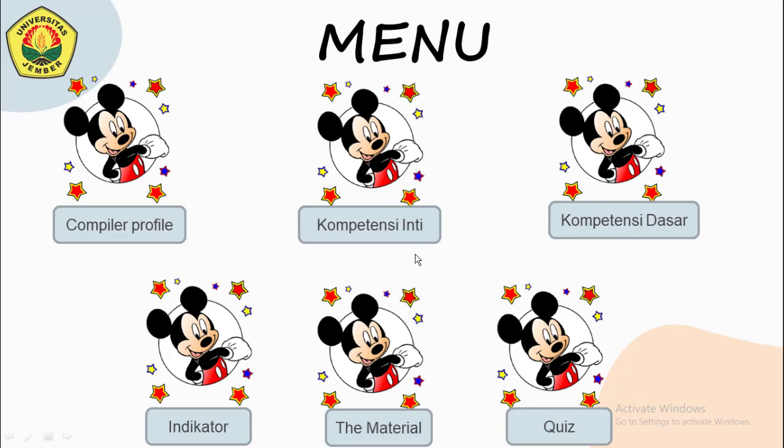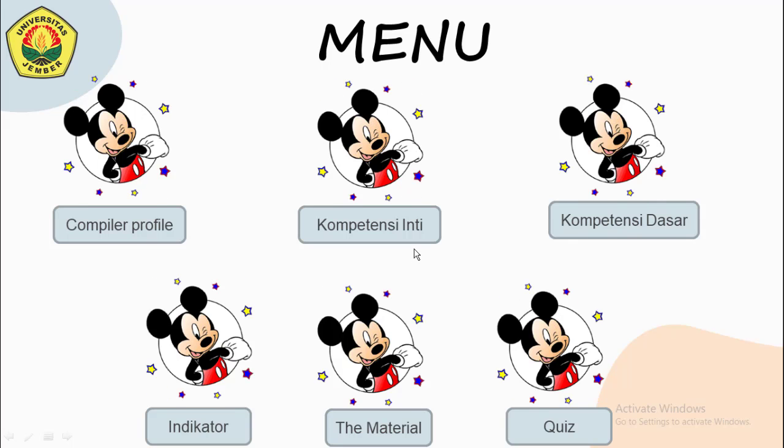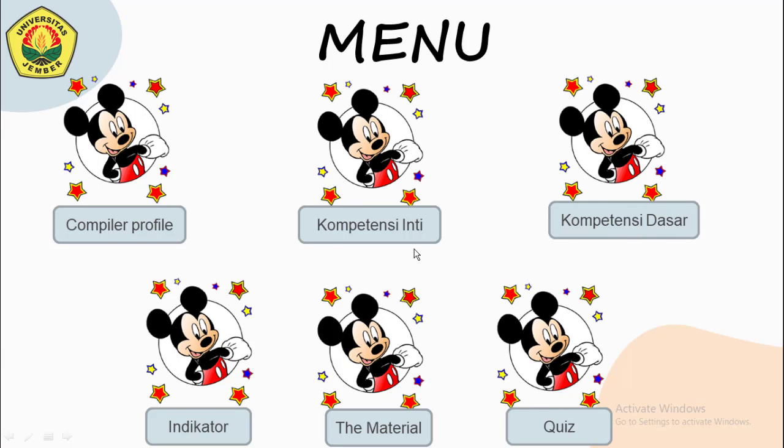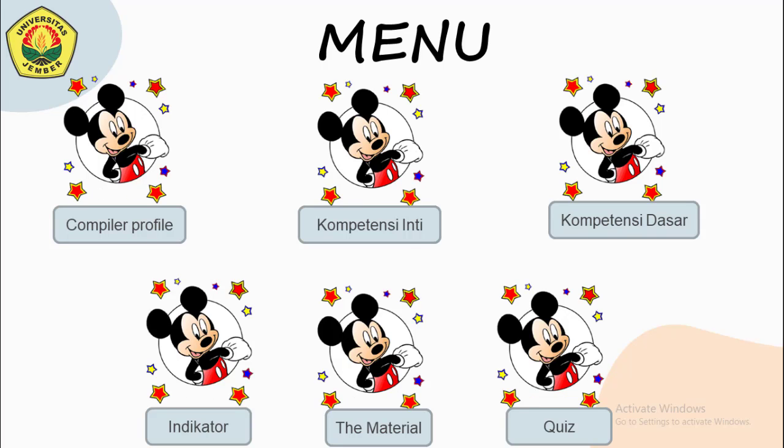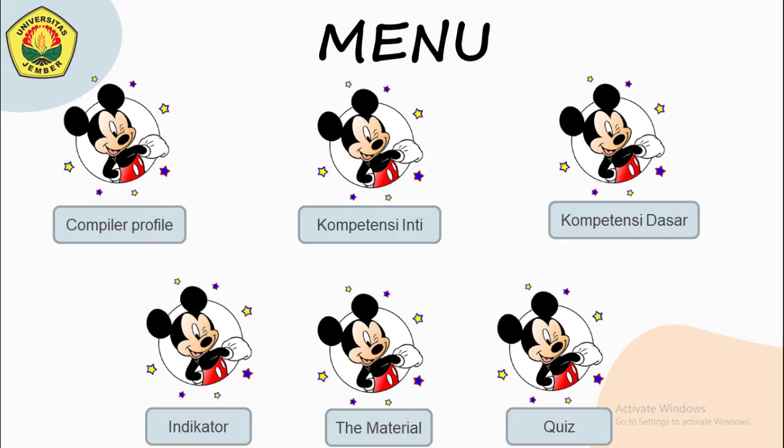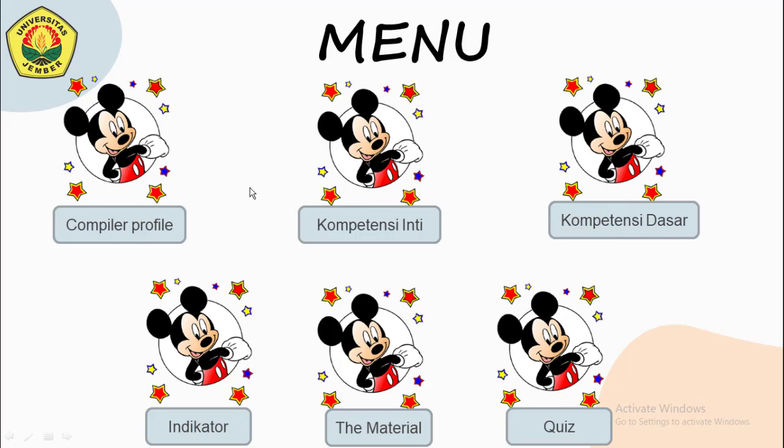But in the kompetensi inti, kompetensi dasar, and indicator, we will use the Indonesian language. Okay, we can click here.